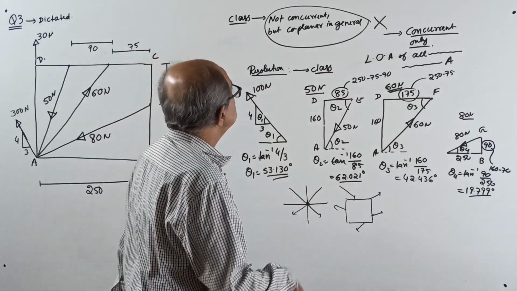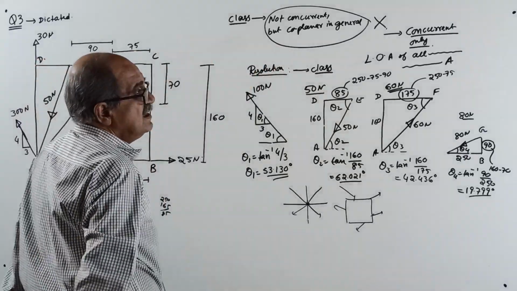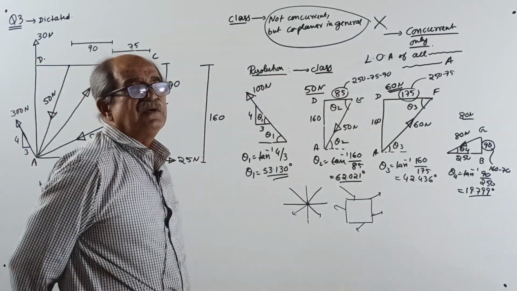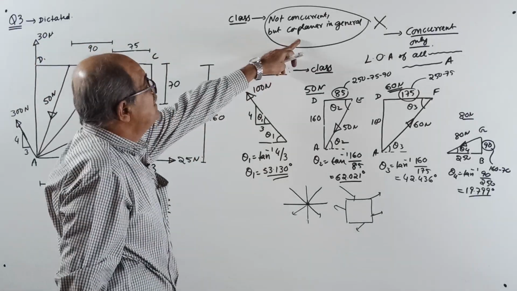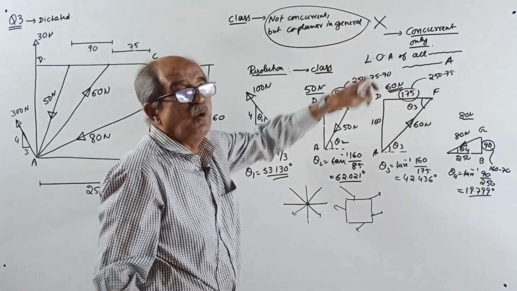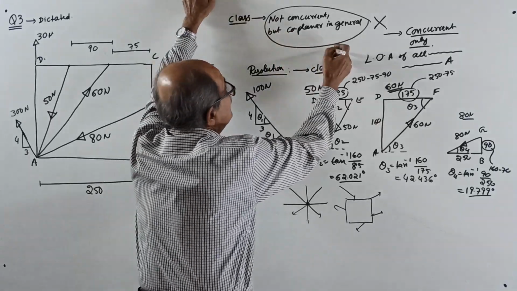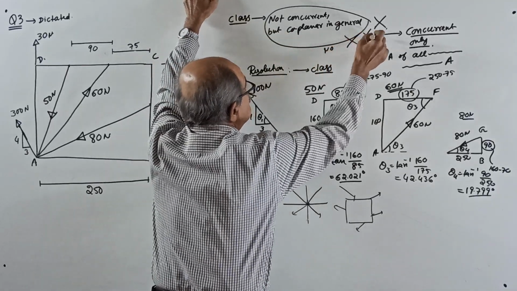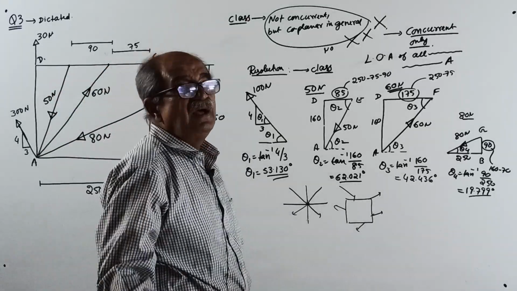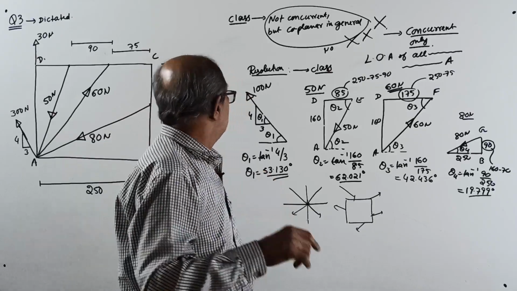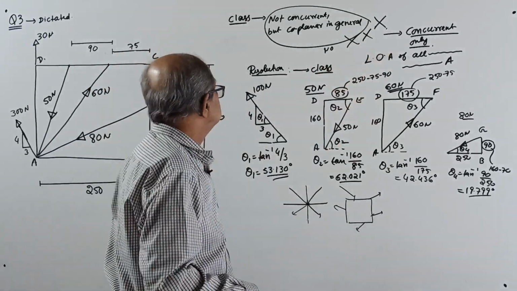Now, looking at the question, somebody will say, he is covering the concurrent force system, but he has given a coplanar force system in general. No. It is actually concurrent only. Why? Observe correctly here. I will explain now. You write, afterwards you write it here. See here.